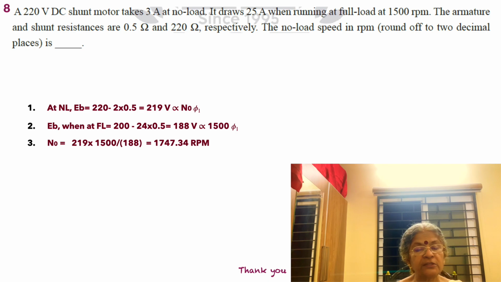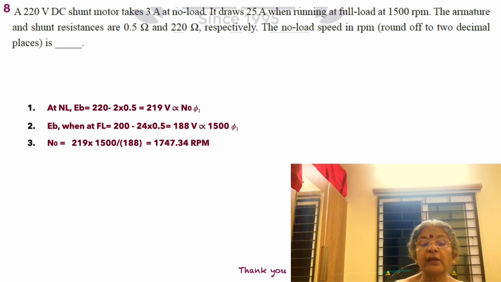Okay, so moving on to the last of the questions in this session, we have a 220 volt DC shunt motor which takes 3 amps at no load. No load is a very interesting condition because at that time it is suffering only the constant losses, the rotation losses.